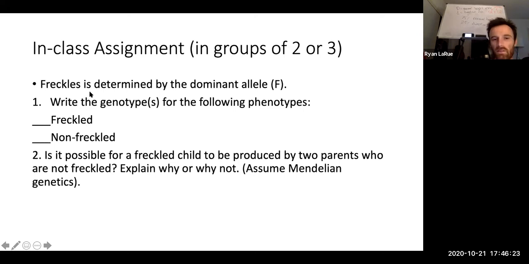Okay, so freckles is determined by the dominant allele, capital F. It's a little vague, but what I mean is freckles is a dominant trait, meaning if you have the dominant allele, at least one, you will have freckles. So go ahead and in your notes, take a minute or 2 to write the genotype or genotypes for each of the following phenotypes. And then answer, is it possible for a freckled child to be produced by 2 parents who are not freckled, and then explain why or why not? So go ahead and work on that for a few minutes. I'll leave this up actually.